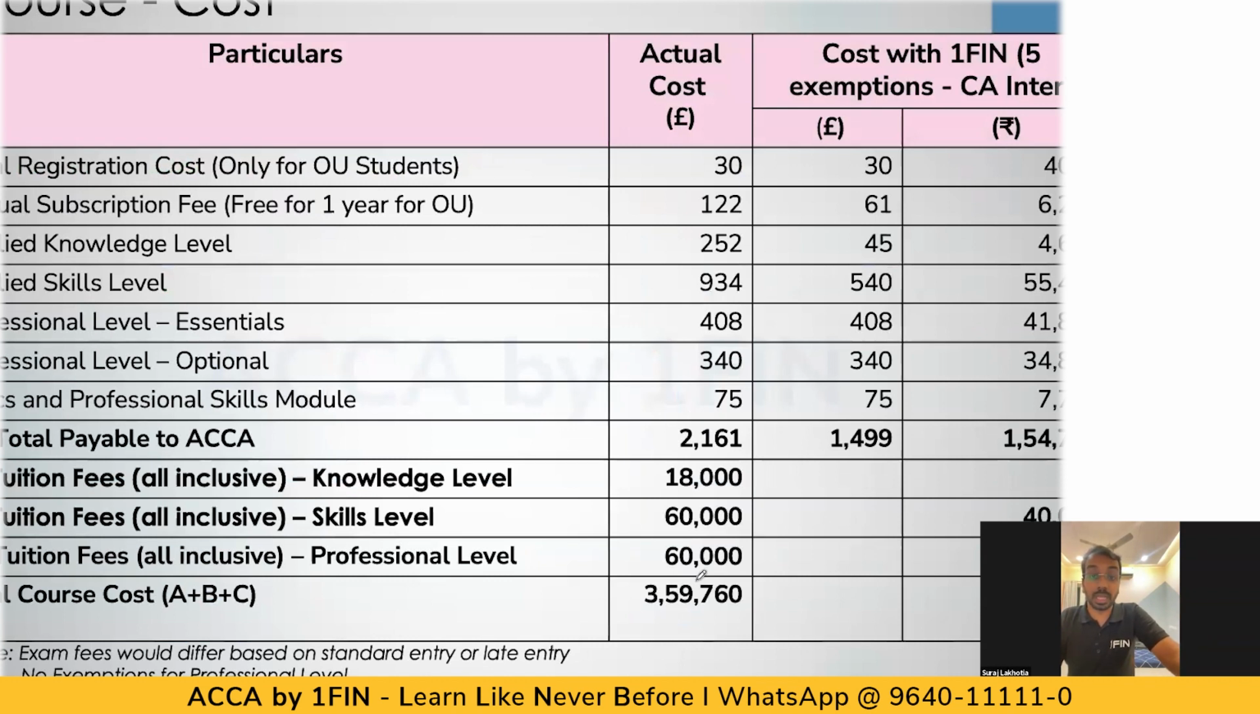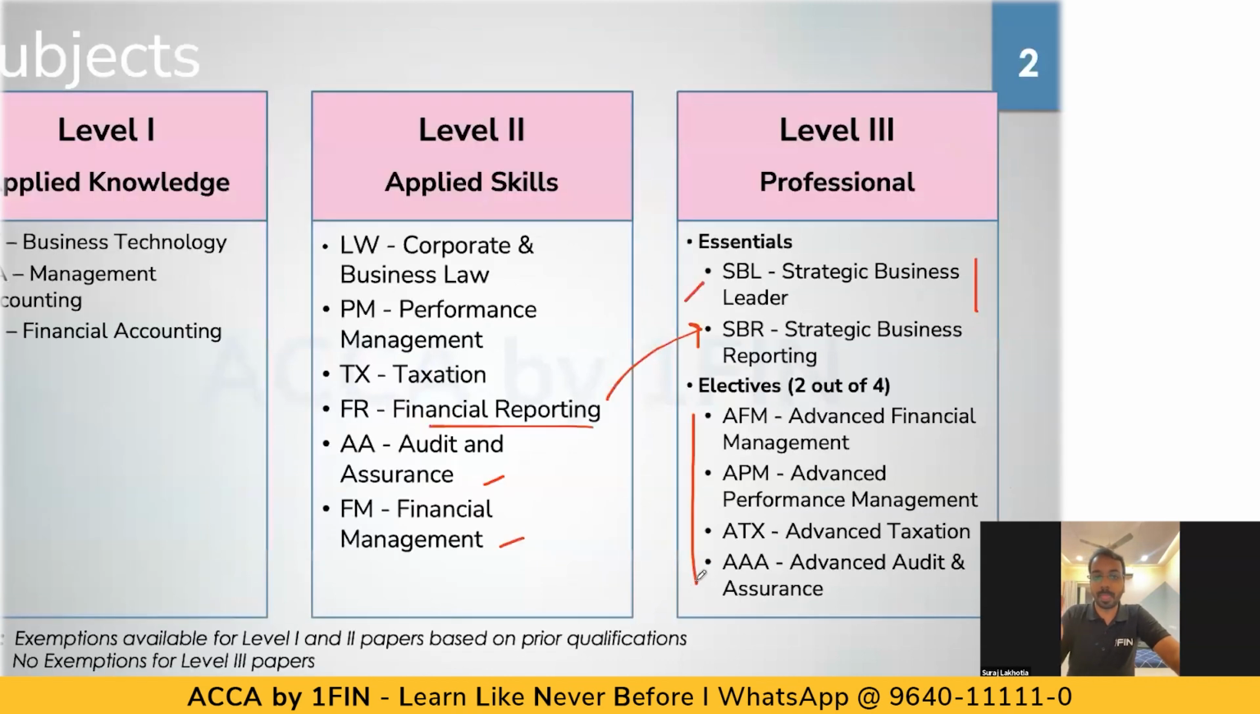Somebody had asked for fees. Now, fees depends on the type of exemptions you get. So what happens is, level 1 and level 2, depending on your qualification, whether you have completed graduation, whether you are pursuing graduation, whether you have completed CA inter, whether you have completed CA final, depending on that, you will get exemptions for some specific subjects. Now it purely depends on the current level of your qualification or preparation at the time of registration, and accordingly you will get exemptions for various different subjects.